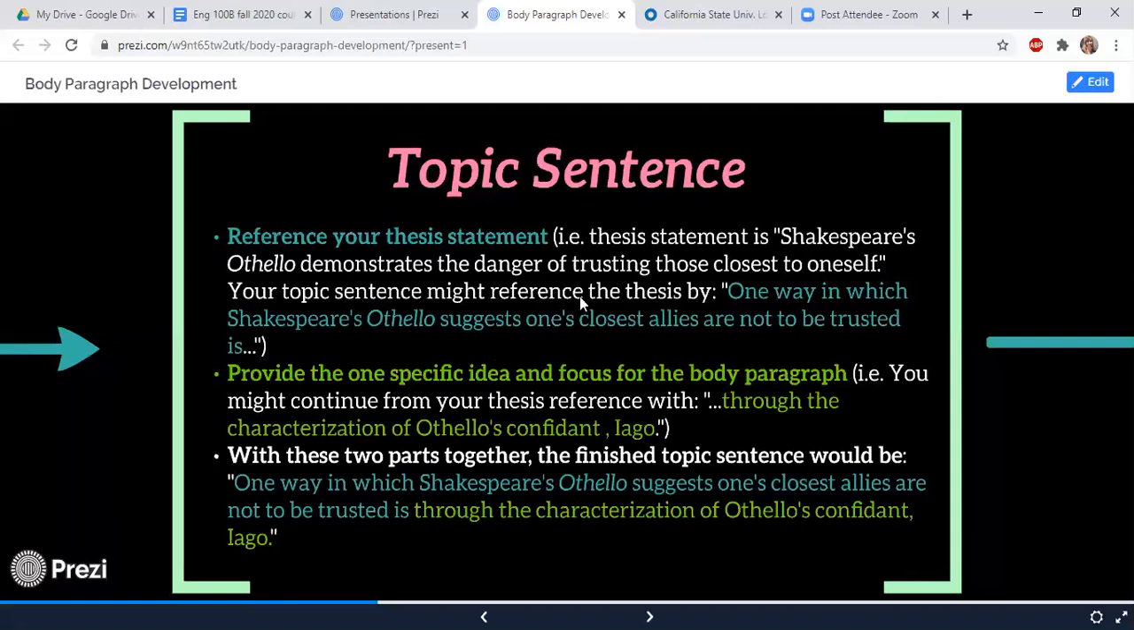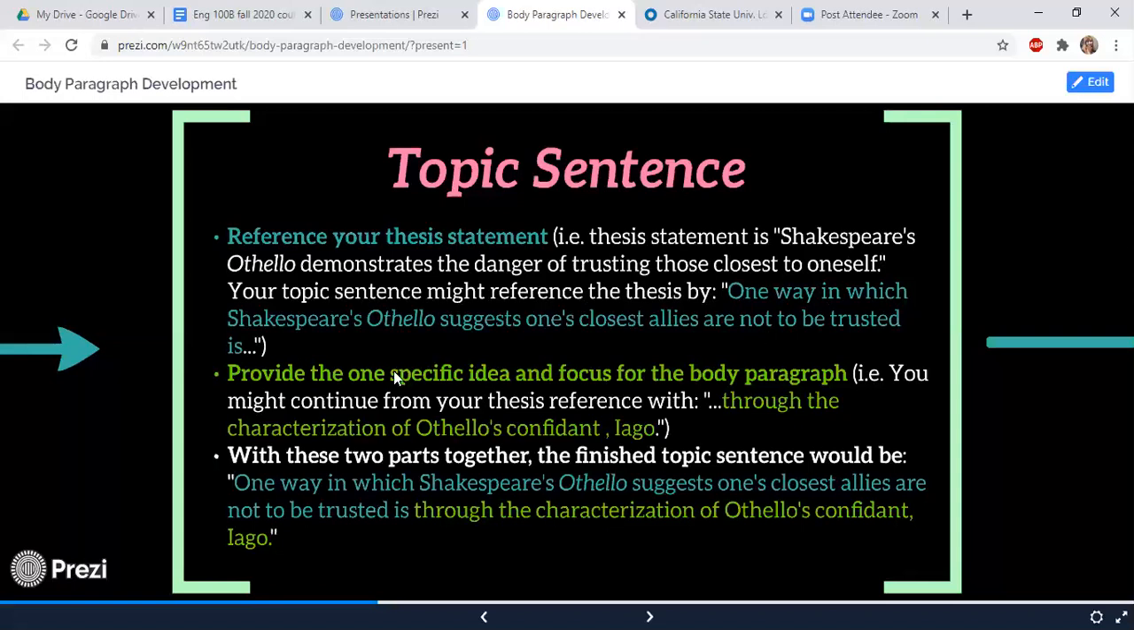And you can see that they say one way, which makes clear to the reader, okay, they're introducing just one idea. They're introducing just one aspect of this argument. And then they repeat what the argument is.